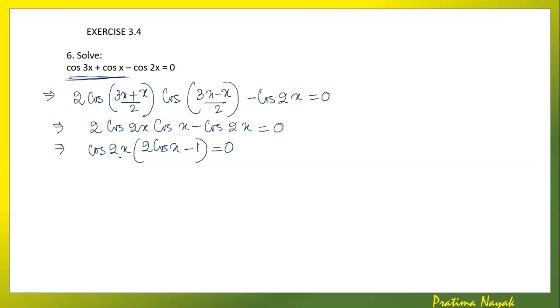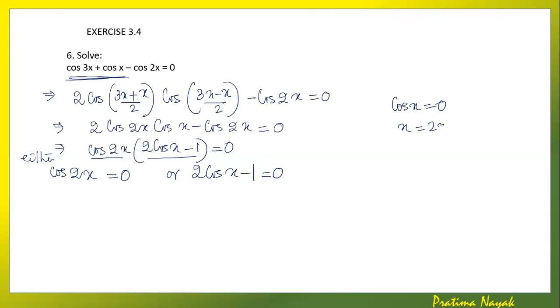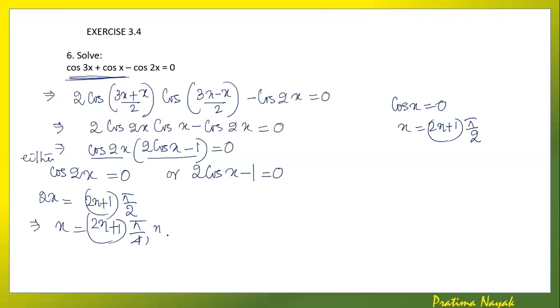So there are two factors now. One is cos 2x, one is 2 cos x minus 1. Both can be 0. So either cos 2x is equal to 0 or 2 cos x minus 1 is 0. If cos 2x is 0, then we'll go for the 0 format. Let me write here: if cos x is 0, then x is equal to an odd multiple of pi by 2. Then 2x is equal to, here instead of x this is 2x, (2n plus 1) pi by 2. But we need only x. So x is equal to (2n plus 1) pi by 4. Of course, n is an integer, you have to mention.